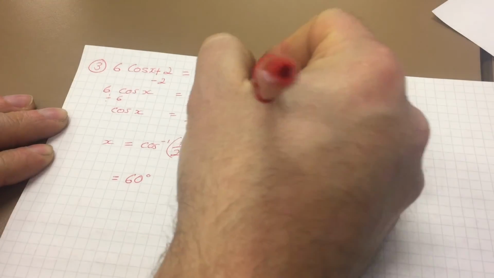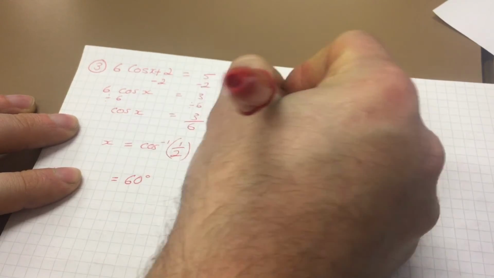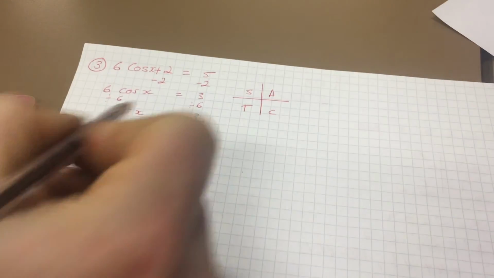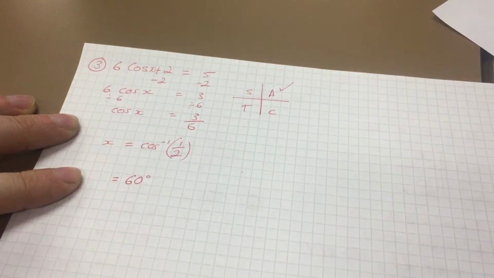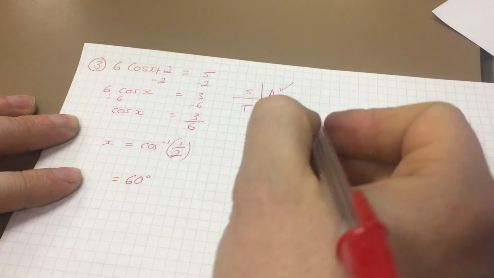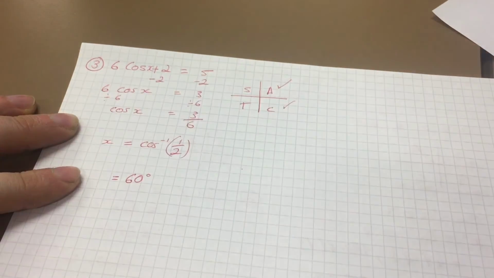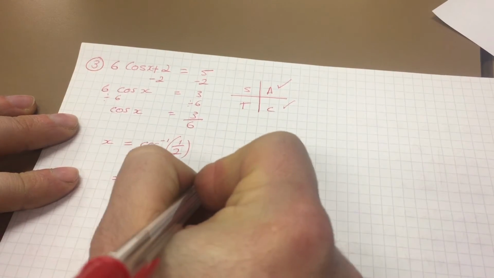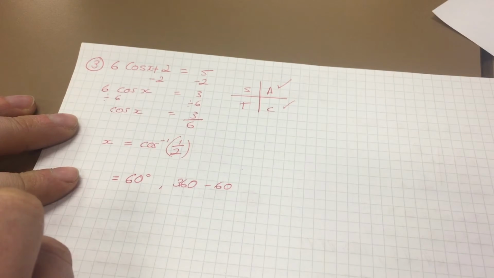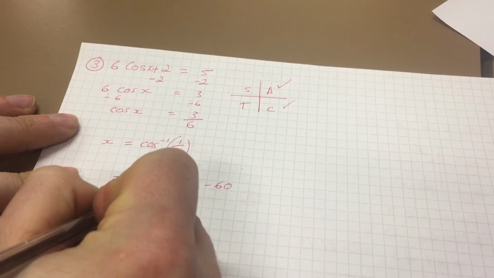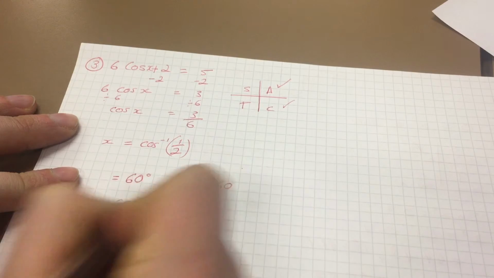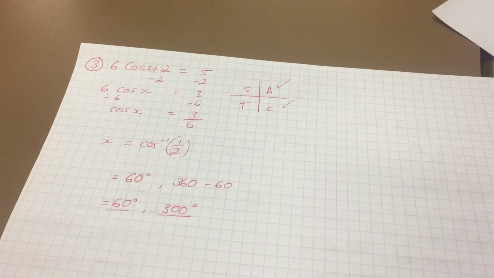Our second answer, we go to our CAST diagram. A, S, T, C. Because it's a positive, our first answer comes out from the calculator, and our second answer comes from the fourth quadrant's rule. The fourth quadrant's rule is 360 minus what your answer is in your calculator. Again, for a little bit more information about your CAST diagram, look at my videos on it, and it'll give you a bit more info.